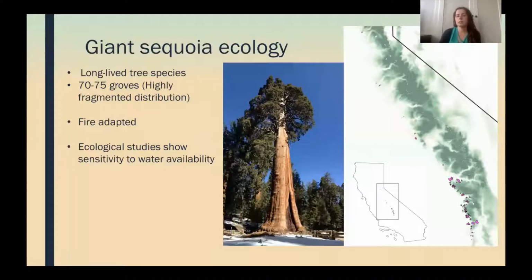So giant sequoia is a long-lived tree species. It occurs in 70 to 75 groves across mid-elevation Sierra Nevada forests. And as you can see in this figure on the right here, which shows giant sequoia distribution in purple overlaid on April snowpack, this distribution is highly fragmented. It's a fire-adapted species, so the foliage tends to start really high in the canopy, and this species has really thick bark, so it can withstand a lot of fire. Ecological studies show high sensitivity to water and nutrient availability in this species.